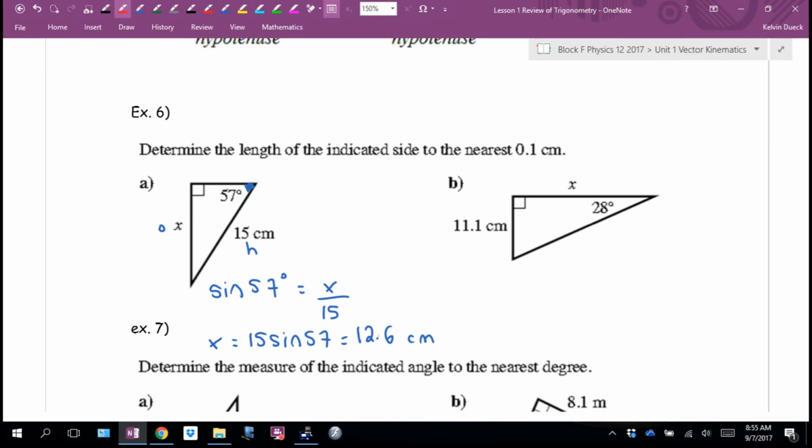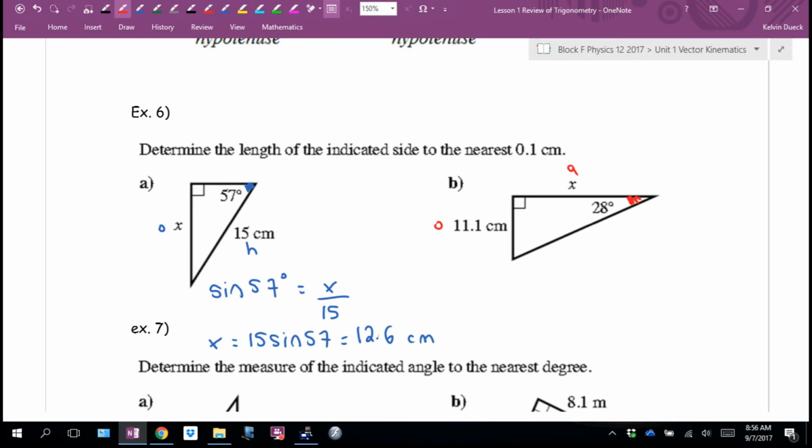Next one. There's my angle. That 11.1, opposite, adjacent, or hypotenuse? Opposite. What about the x? Adjacent. I'm going to leave the hypotenuse blank. I don't care. O and A.